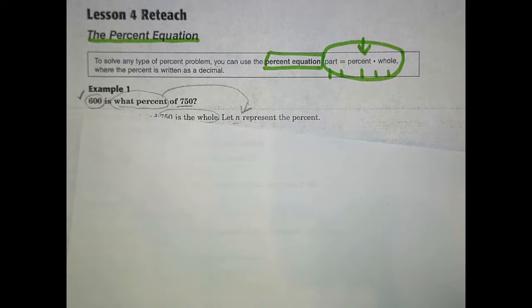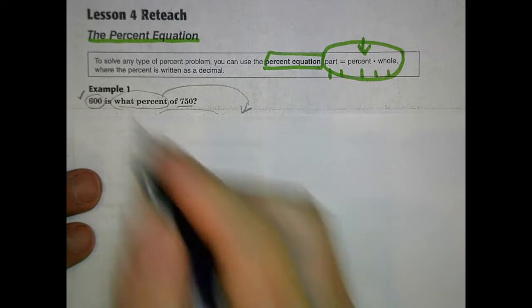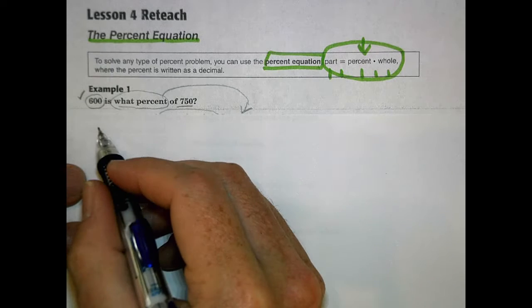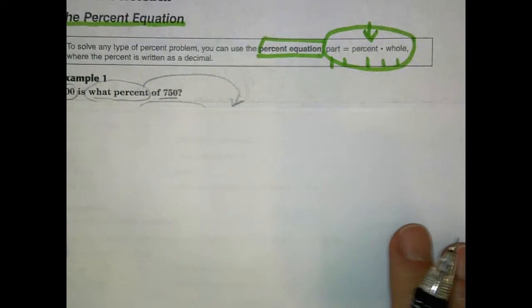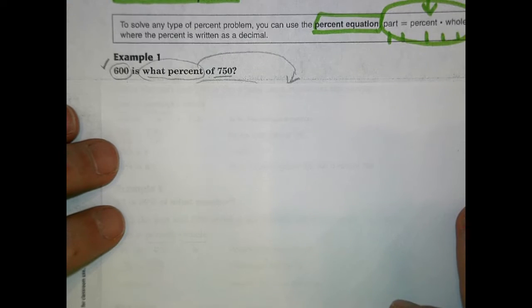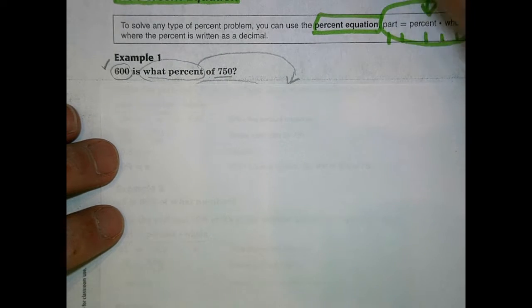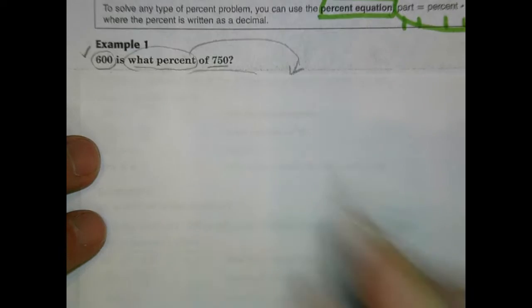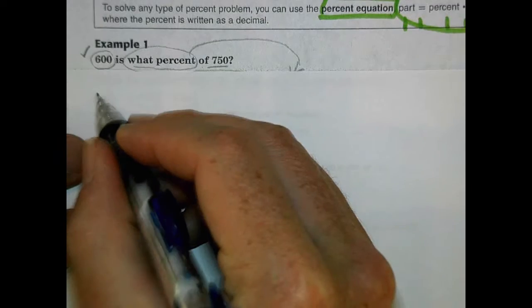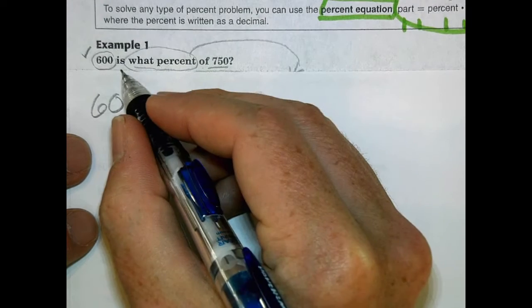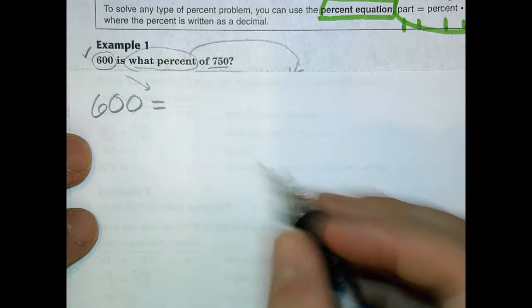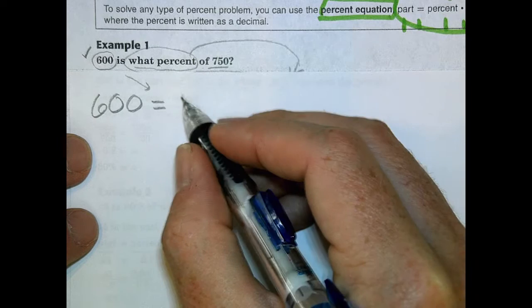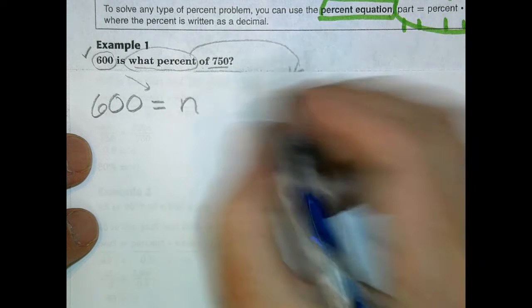When I worked this out with my students before, what I would often do is say this. Let's say 600 is a number, and we're turning it into an equation. Let's turn this into something we understand a little better. So 600 becomes a number. The word "is" is going to be equal. What percent we don't know, so that's still an n.